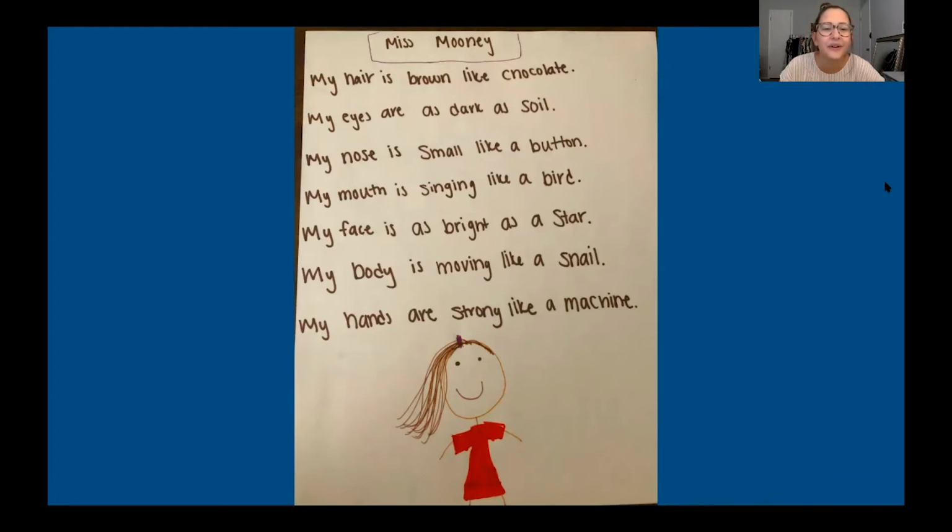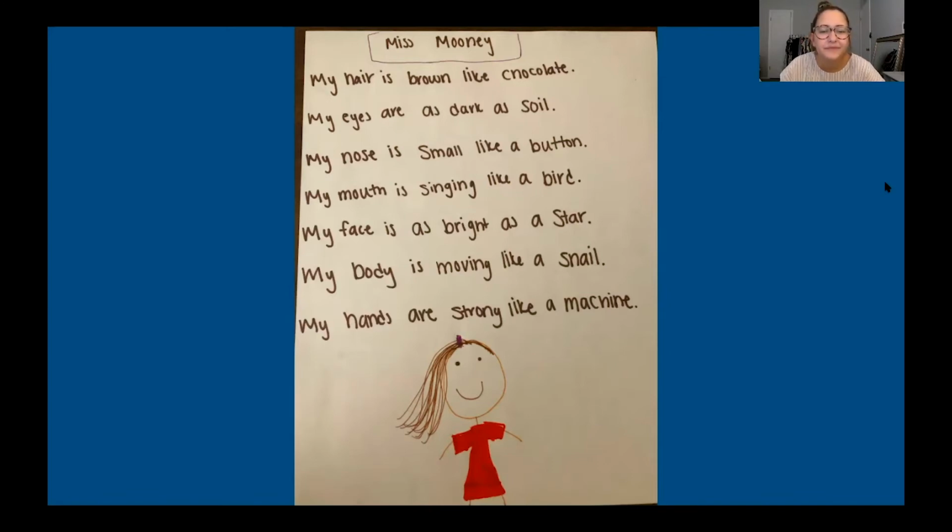And the next I wrote, my eyes are as dark as soil. And so, if you can see, I also have dark brown eyes. And so I started thinking about what other things were brown like that. And I thought of soil that you use to plant something. And so I compared my eye color being dark and then soil together, and I used the word as.